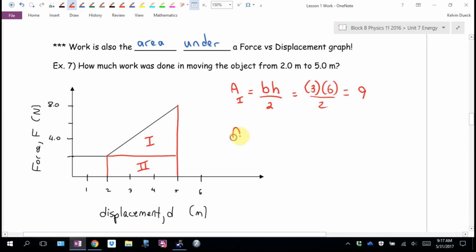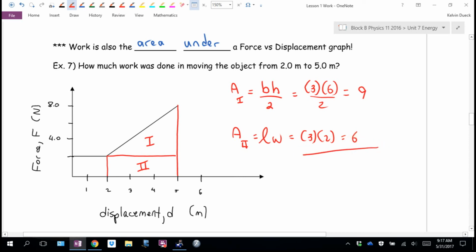The second area is a rectangle, and that's length times width. What's the area of that rectangle? What's the length? 3. What's the width? 2. 2 times 3, 3 times 2 is 6. You know what? I don't need a calculator.